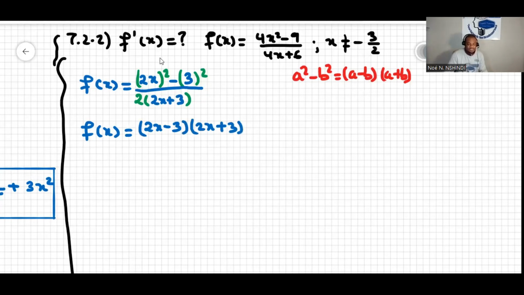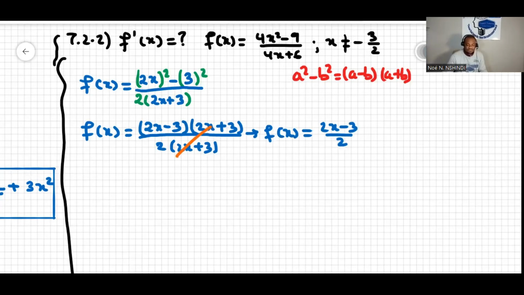So 2x is your a, and then 3 is your b here. So a squared minus b squared is going to be a minus b, so 2x minus 3, and then a plus b, 2x plus 3, all over 2x plus 3. Now we can solve this by simplification. We can simplify that, and this means that f of x is equal to 2x minus 3 over 2.